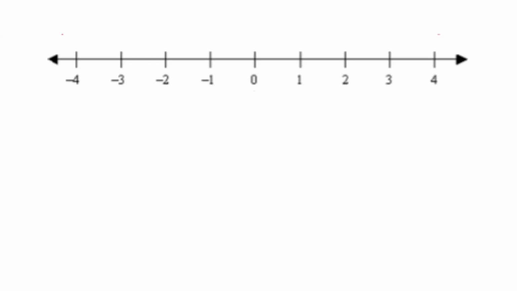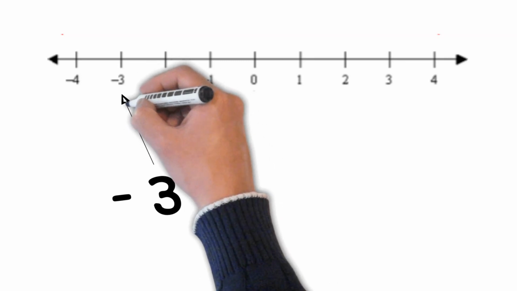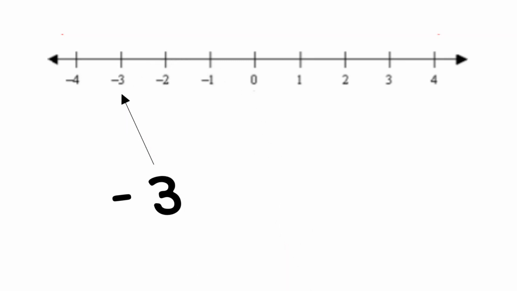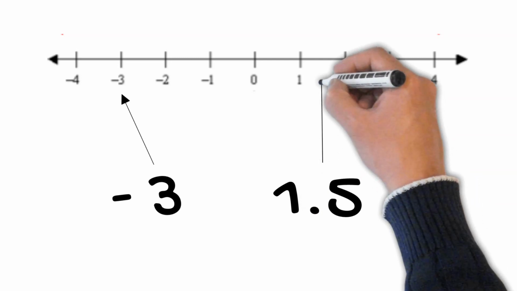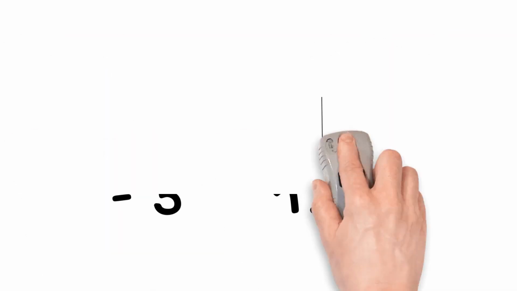Now, let's take a look at a few examples. Say minus 3. Yes, it can be plotted on the number line. It is this point. So minus 3 is a real number. What about 1.5? Although it is not an integer, it can be plotted on the number line. It will be somewhere here.